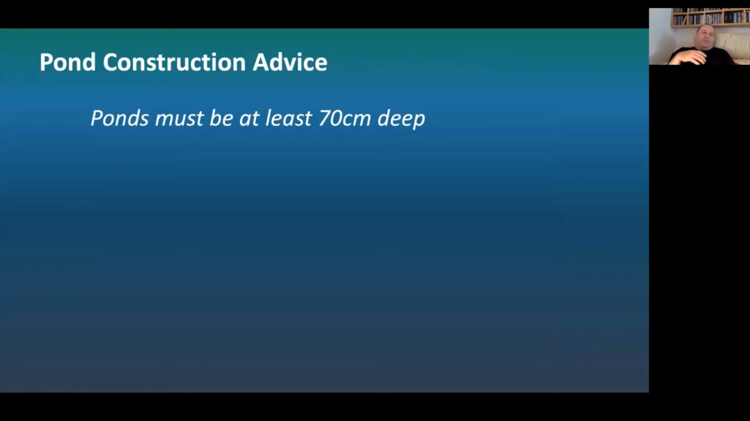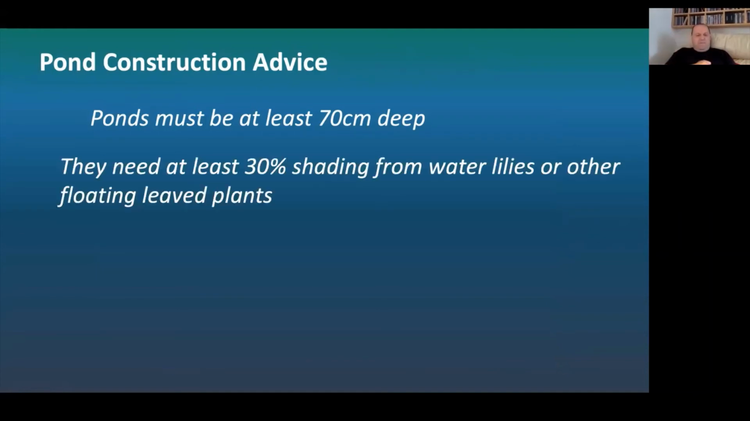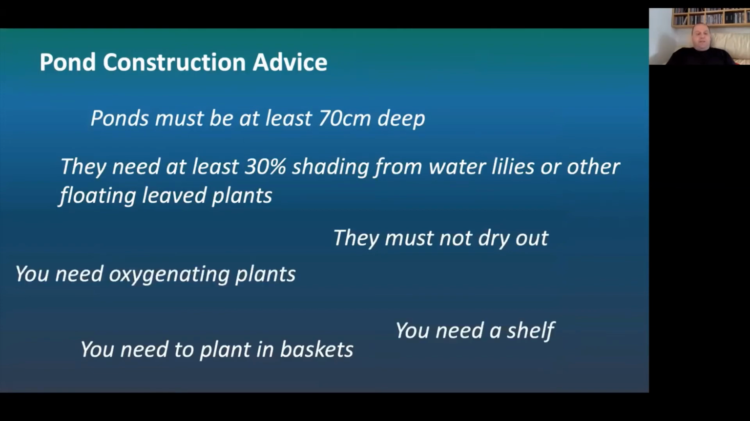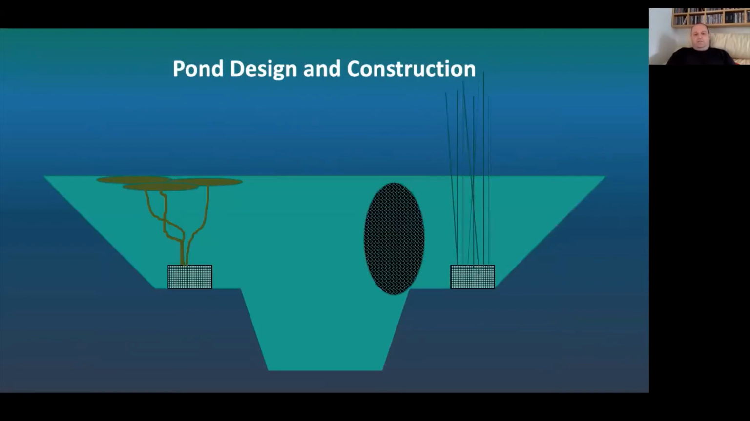So you'll get a lot of helpful pond conservation advice, I expect. Some of you may listen to Gardener's Question Time, and you'll probably hear various people giving you lots of advice, which tends to be handed down from generation to generation. So ponds must be at least 70 centimetres deep. They need at least 30% shading from water lilies or other floating leaf plants. They mustn't dry out. You need to plant in baskets. You need a shelf. And you need oxygenating plants.